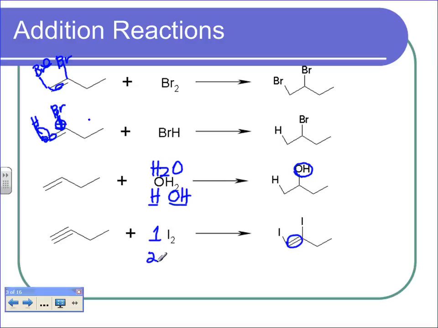If I were to add 2 moles of I2, I would be left with a tetraiodo compound with the 4 iodines. The first mole would be added across, breaking the double bond, and then the second mole would be added, breaking that other bond. So these are the basics of addition reactions.